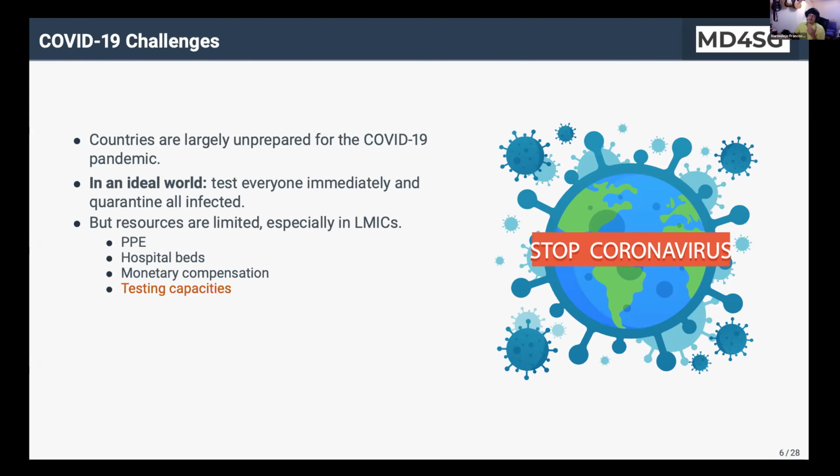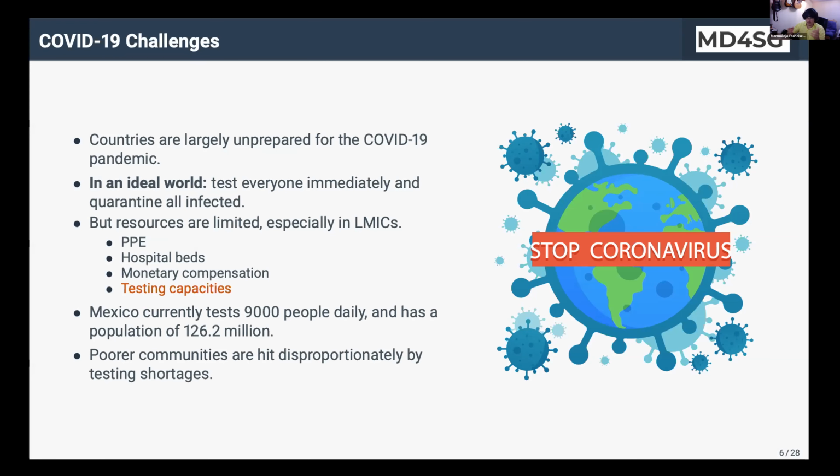But in practice, resources are extremely limited. And this is a fundamental issue in low and middle income countries, especially. And resources can mean a multitude of things. It can mean anything from PPE to hospital beds to even the monetary compensation that governments give to alleviate the problems of the pandemic. But what we focus on is testing capacity.